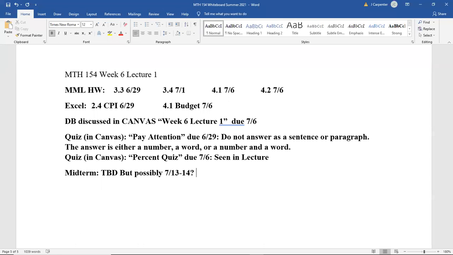Again, we'll talk about the midterm in greater detail 1 week before, or the one class before, but for now, we're going to go ahead and pick up where we left off with chapter 4. And again, the first thing we'll do is talk about that quiz.